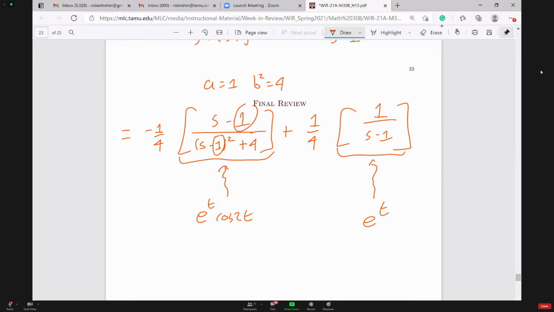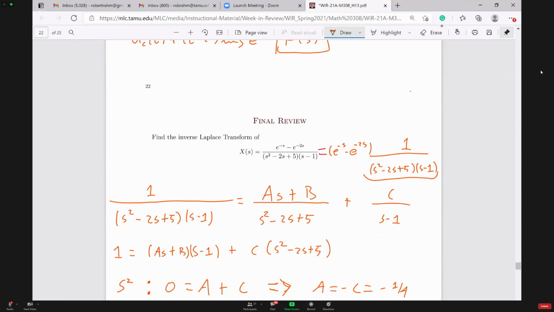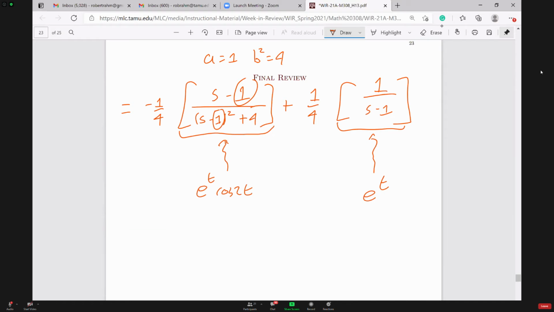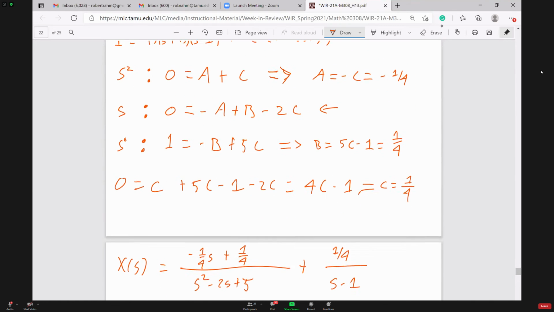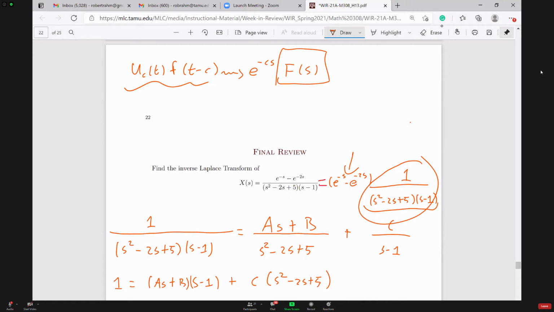Okay, so then the inverse Laplace transform just of this part is minus 1/4 e to the t cosine 2t plus 1/4 e to the t. Now we're going to remember we have this exponential stuff here, and we're going to use this identity.